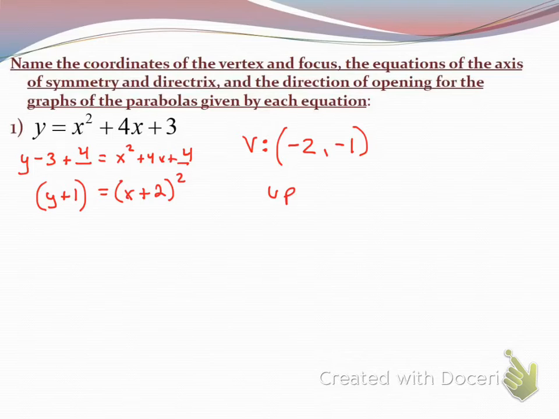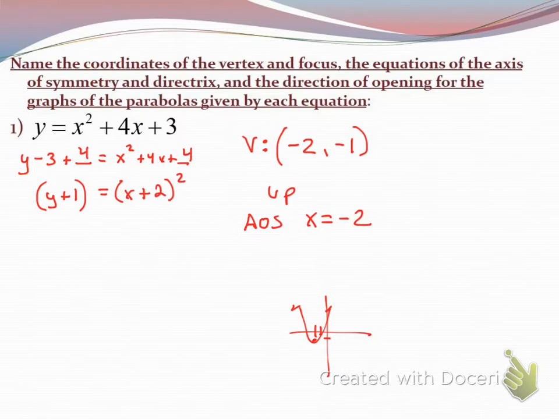The axis of symmetry would be, if you want a little bit of a visual, I can give you a little bit of a visual. Let's see, it's -2, -1. It opens up. The axis of symmetry would be x equals -2. But now I'm going to ask for 2 new things. I want to know the focus and the directrix. Okay. I want to be very clear on this.